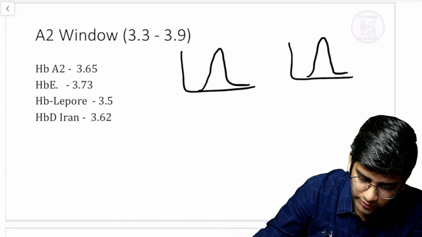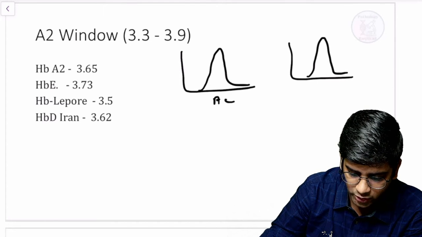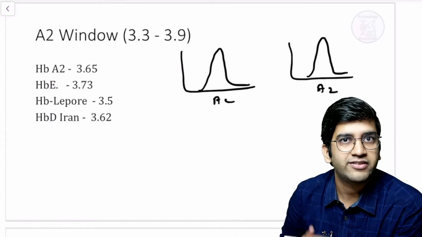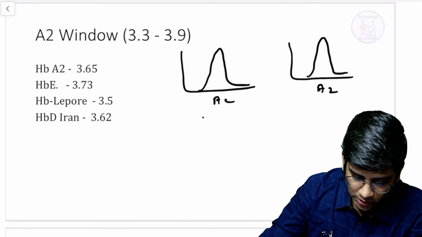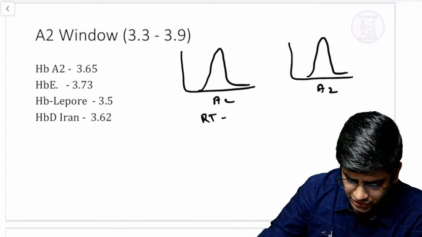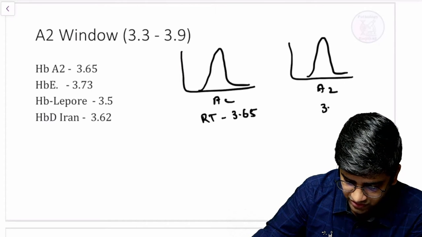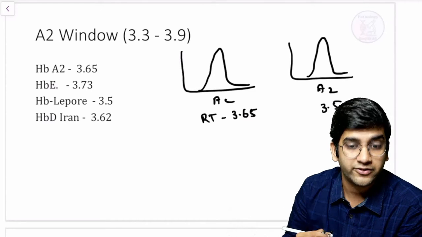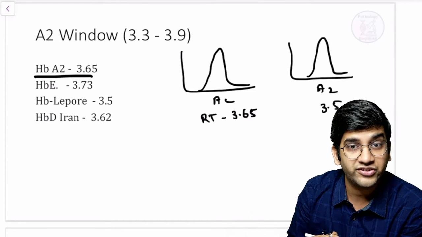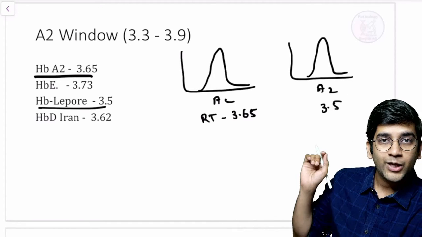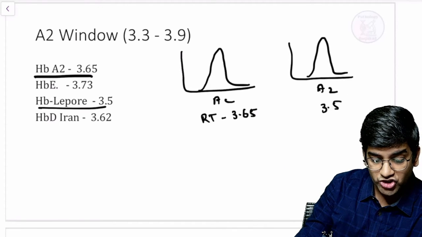The two A2 windows, both of them are in the A2 window only. It looks like hemoglobin A2, right? I will think of hemoglobin A2 only, but let's say one's retention time, RT, is 3.65. The other one's retention time is, let's say, 3.5. The first one is hemoglobin A2. The second one is Lepore. That's how it helps, right? When your retention time is important, not just the window.